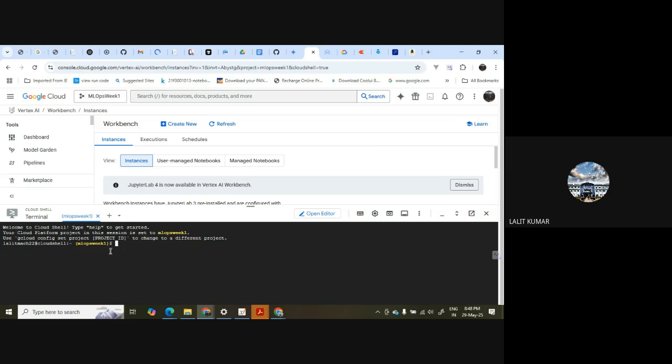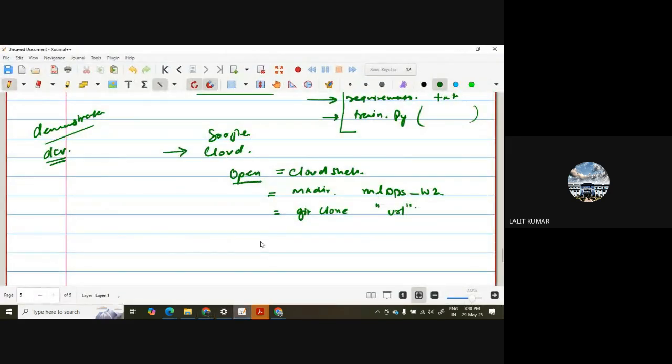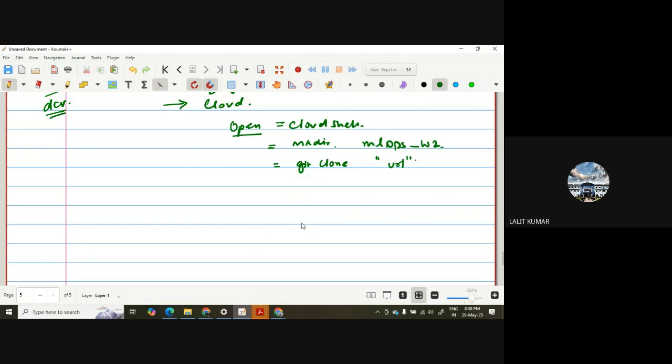Okay. So here again now you have to do all this. So I'll give you the steps, all the steps. So you make one new directory MLOps week 2. Then you do git clone and you import your repository here.